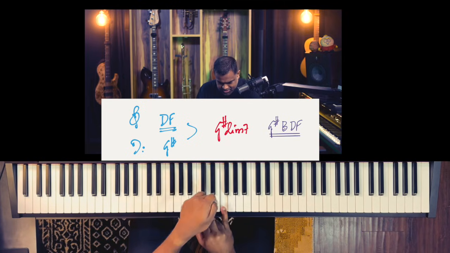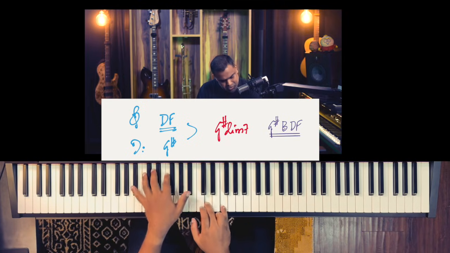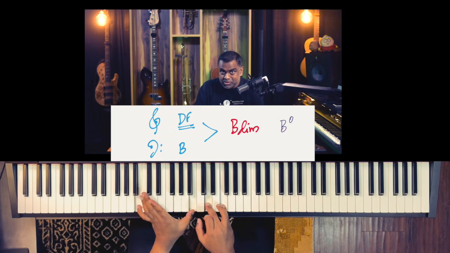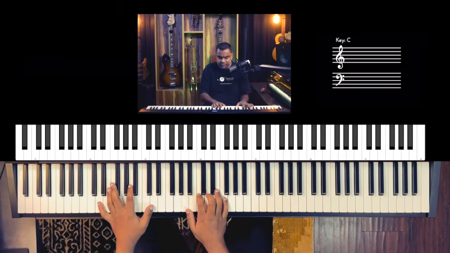See, you just take D F and you get D minor. You also get B flat major. You also get the next one. You get the B diminished. You can basically play James Bond.